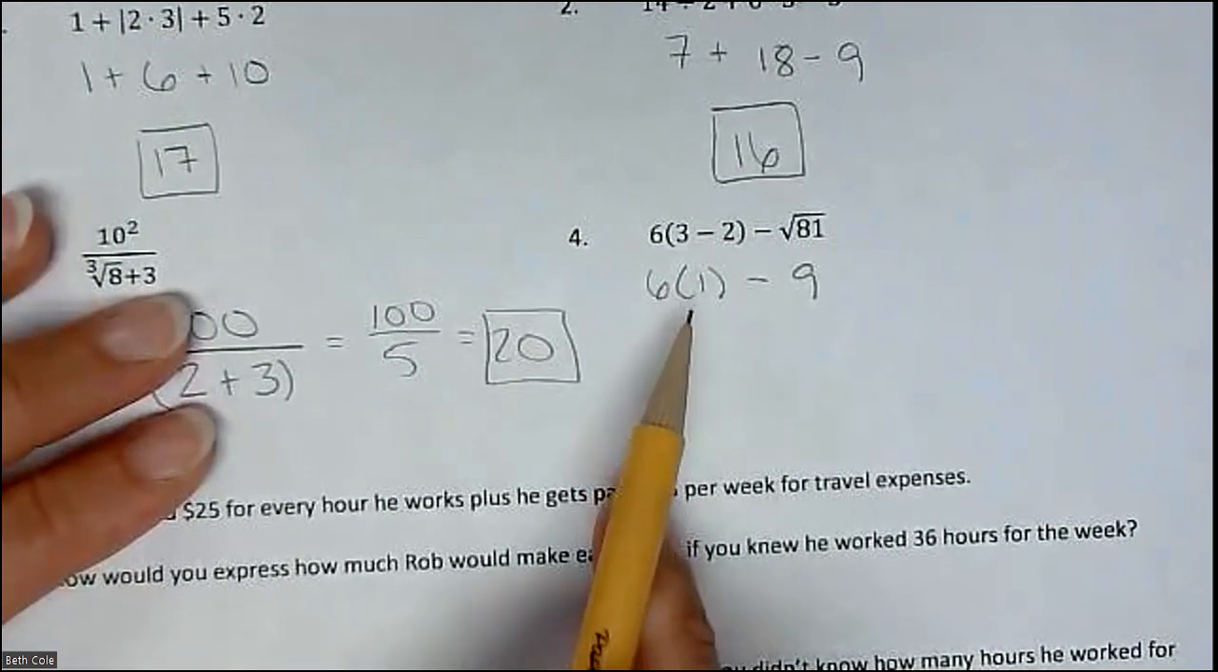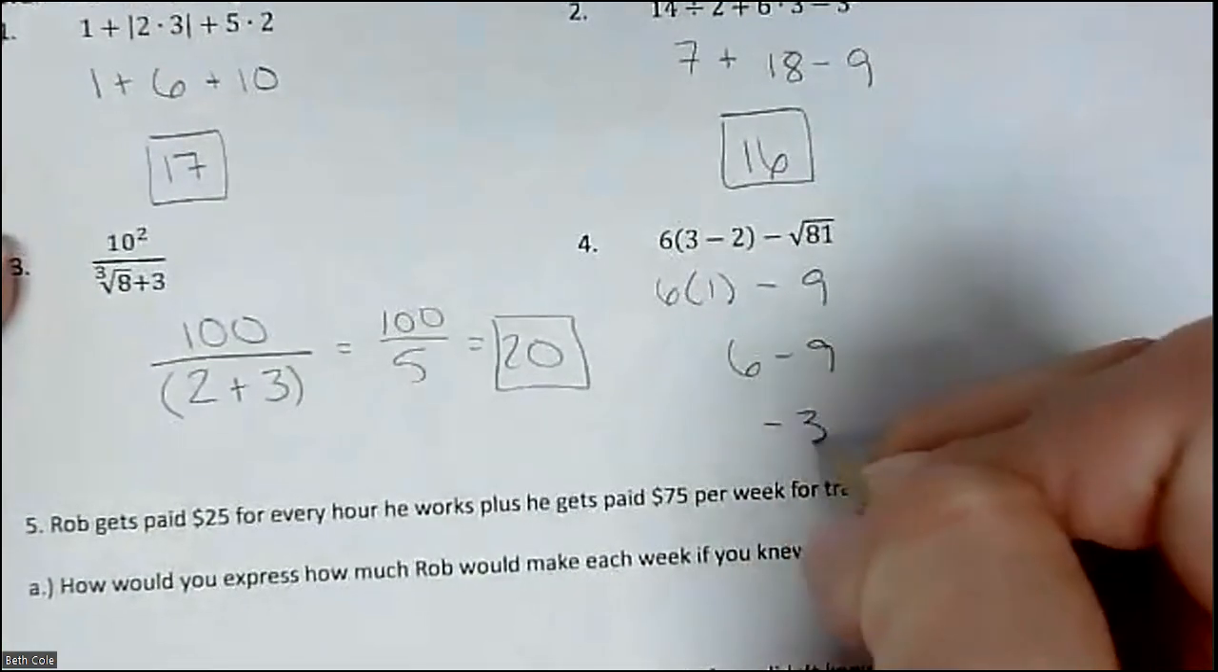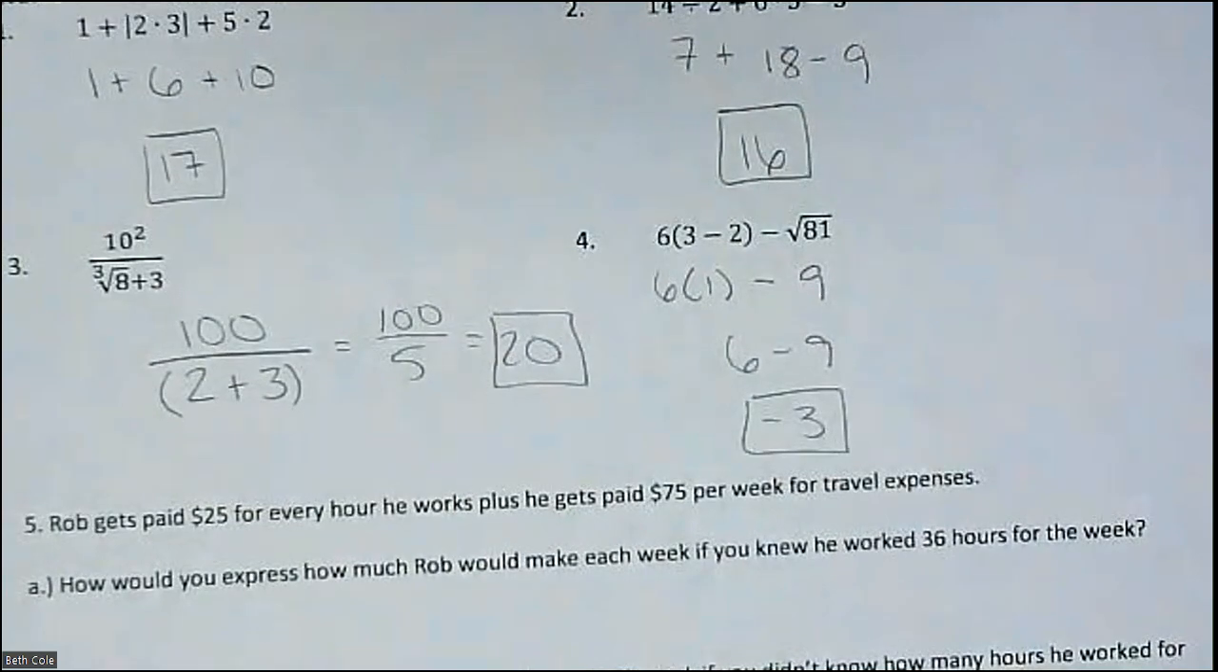So 6 times 1 is just 6. Now 6 minus 9 is going to end up being negative. That would be what? Negative 3. You just do 9 minus 6 and then make it negative. All right, and then we have a few more word problems on here just so we can practice reading.